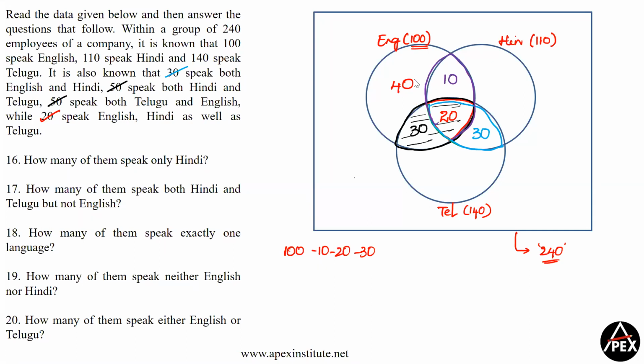So likewise, what is the total number of employees speaking only Hindi? That will be total minus 10 minus 20 minus 30. And only Telugu, it will be 140 minus 30 minus 20 minus 30. So 140 minus.